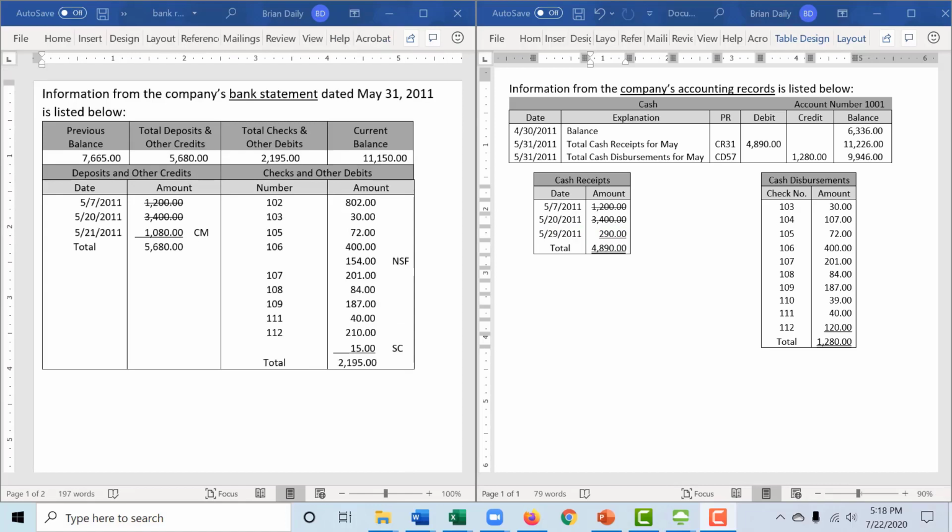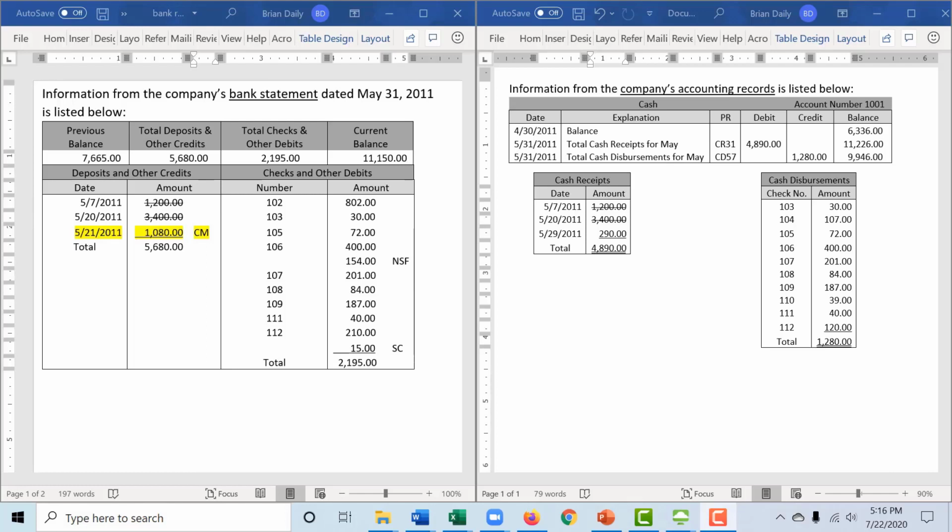If we look back to the two sets of records, there is one additional discrepancy between the company's list of cash receipts and the deposits listed on the bank statement. The bank statement lists $1,080 being credited to the account on May 21st. This credit does not appear in the company's records. Also, please note that there is a code labeled the letters CM next to this amount on the bank statement. CM stands for credit memo.